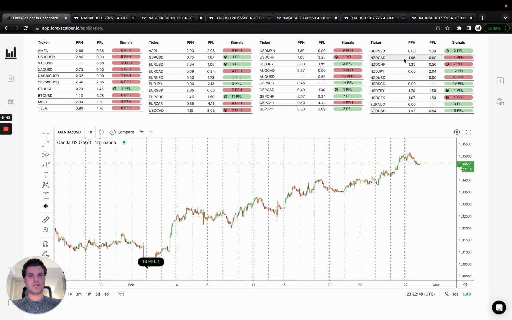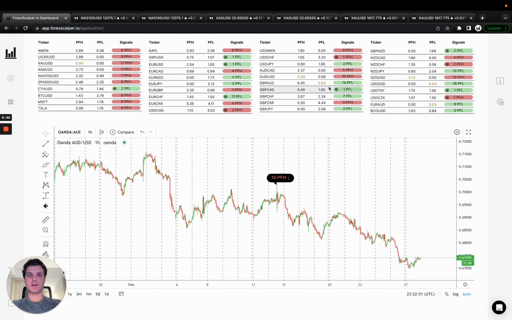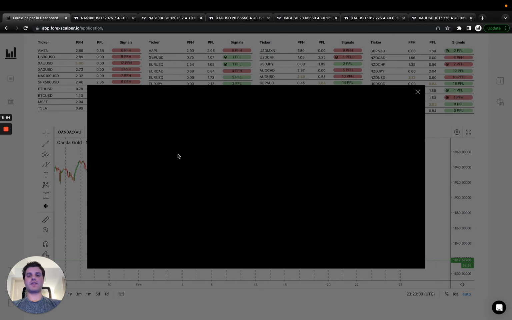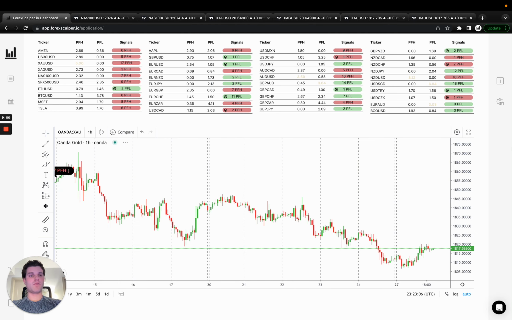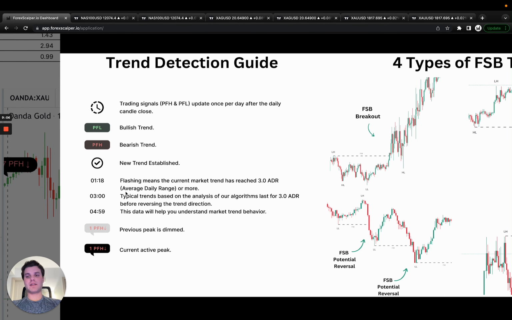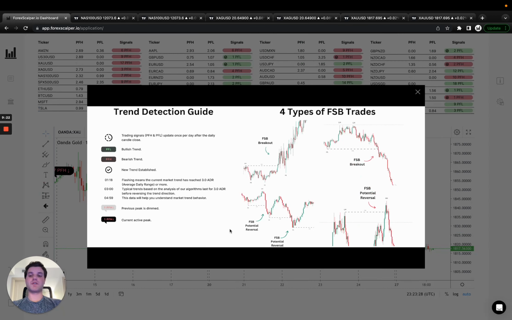Let's see. I think we're about done here, guys, on the flashing numbers. But hopefully you guys get an idea. If you click on this eye icon up here in the top right-hand corner, you'll see, if the platform would actually load, you can actually see that it tells you right here, guys. Flashing means the current market trend has reached 3.0 ADR, average daily range, or more. Typical trends based on the analysis of our algorithms will last for 3 ADR before reversing the trend direction. This data will help you understand market trend behavior, which is absolutely correct.